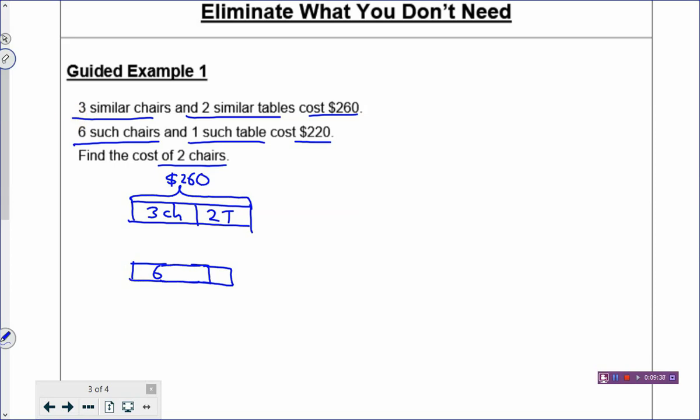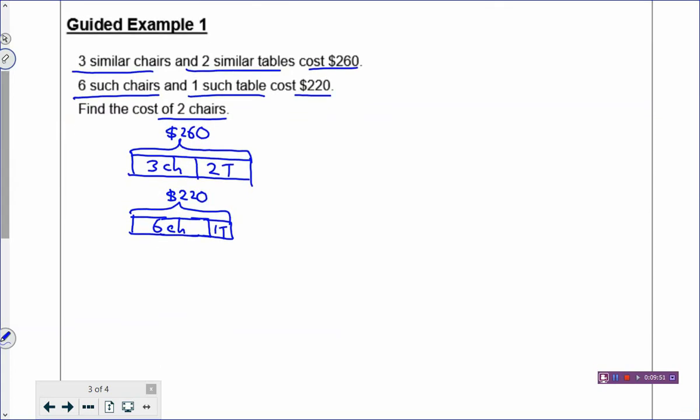Alright, so let's tidy up a little bit. And how much is 6 chairs and 1 table? That will be $220. Okay, so it's quite simple to draw. Now you want to find the cost of 2 chairs. So what do we do?